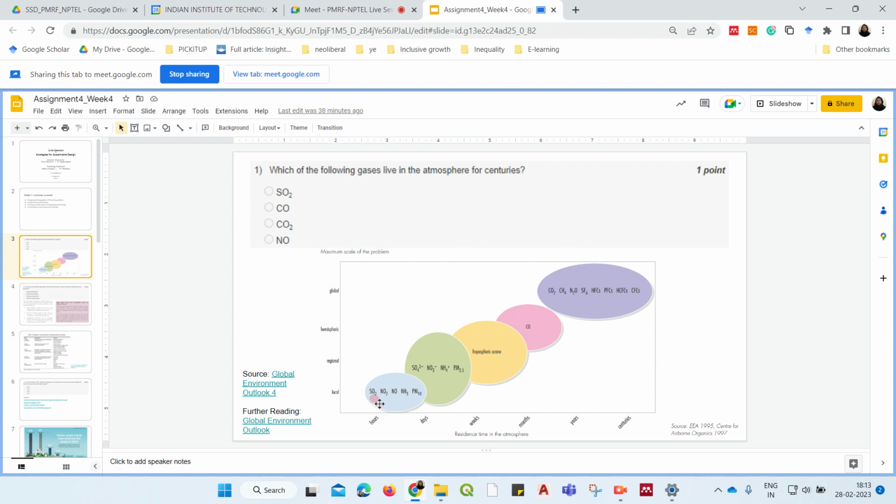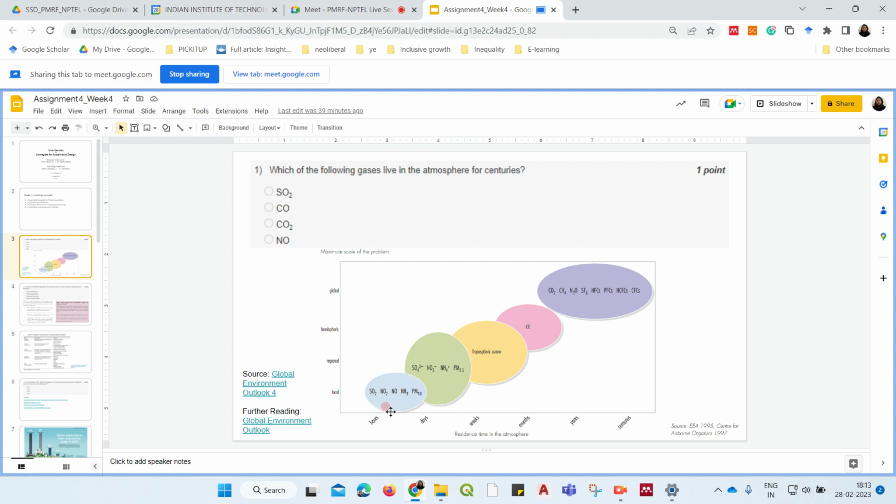So you can see gases like SO2, NO2, NH3, and particulate matter 10. Apart from that, other gases, these only live in the atmosphere for some hours to some days. So SO2, NO2, these are very reactive gases, and they react with other gases present in the atmosphere and form different compounds. For example, NO2 and SO2 form nitric acid and sulfuric acid, which is a lot of the time responsible for acid rain also.